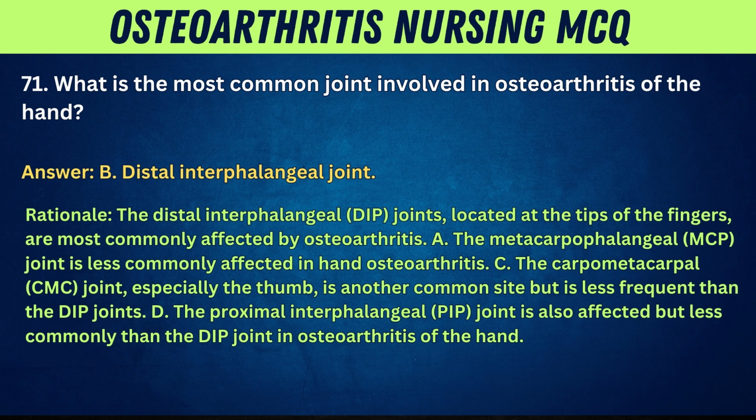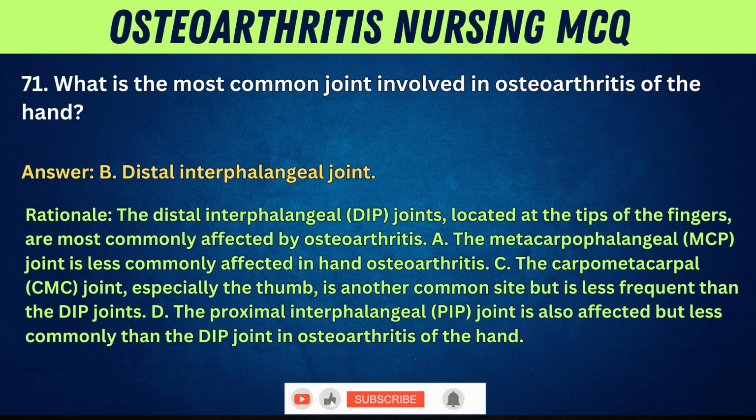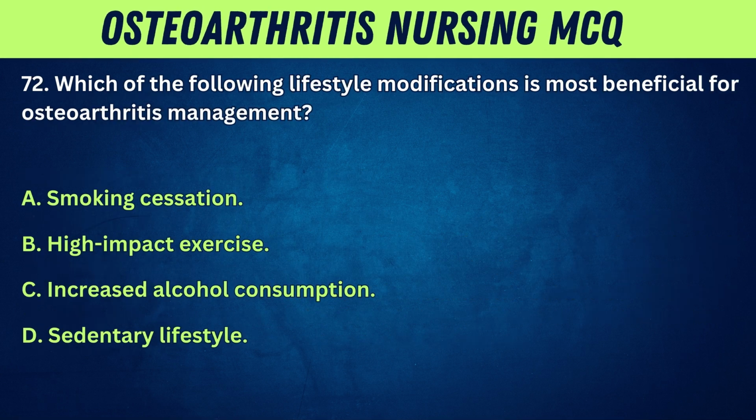A. The metacarpophalangeal (MCP) joint is less commonly affected in hand osteoarthritis. C. The carpometacarpal (CMC) joint, especially the thumb, is another common site but is less frequent than the DIP joints. D. The proximal interphalangeal (PIP) joint is also affected but less commonly than the DIP joint in osteoarthritis of the hand.